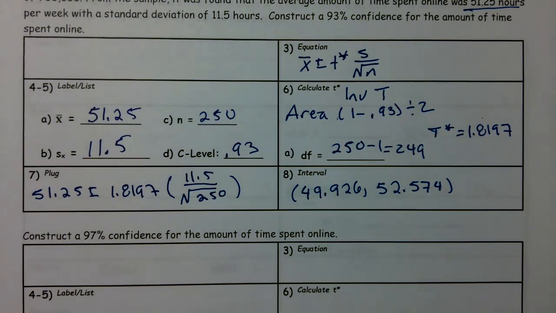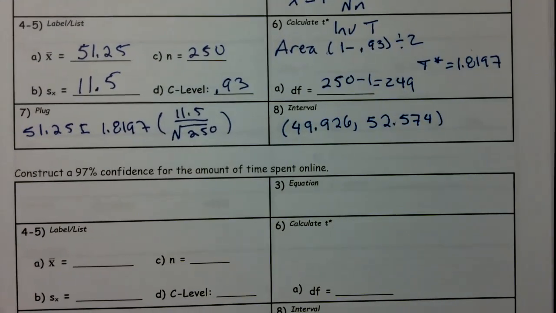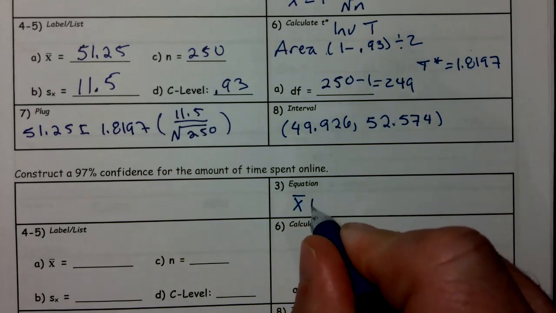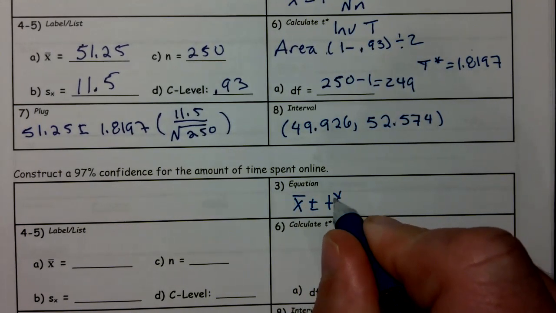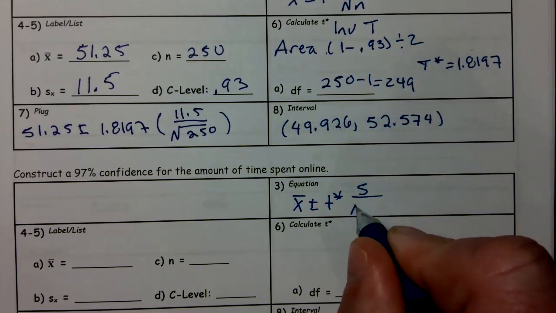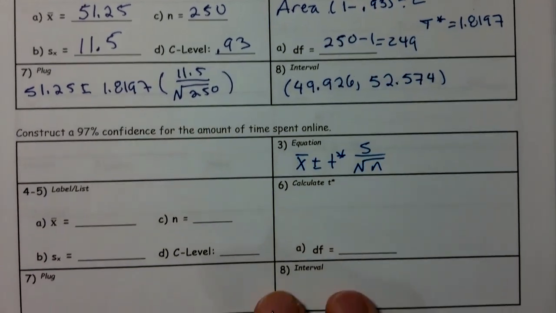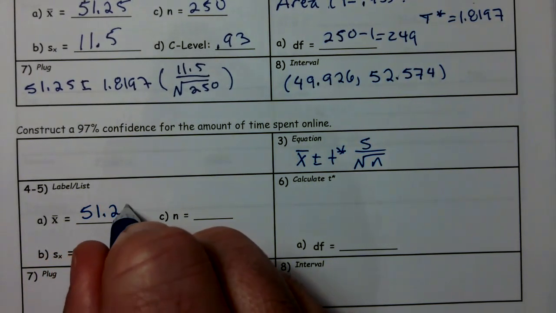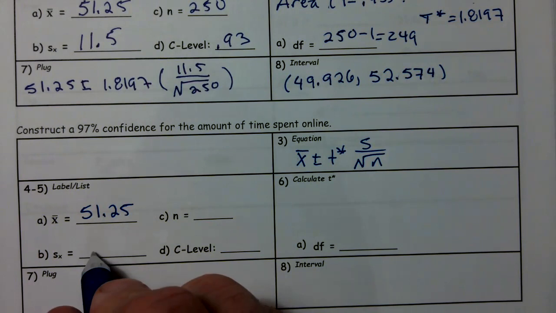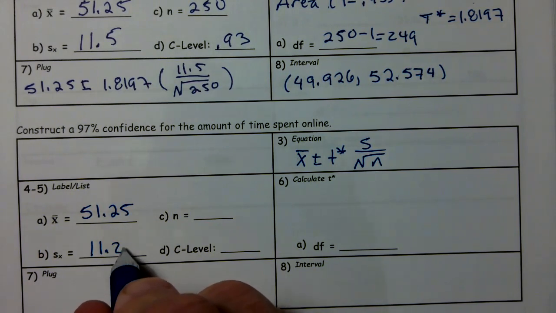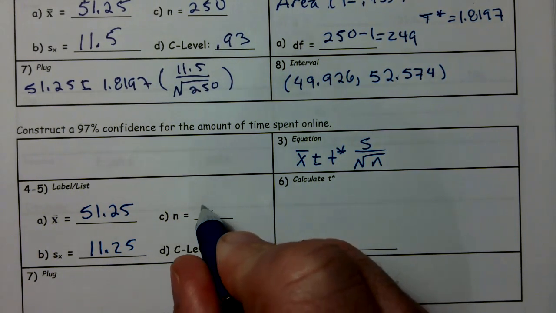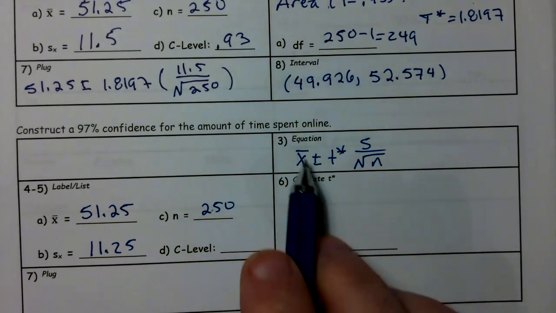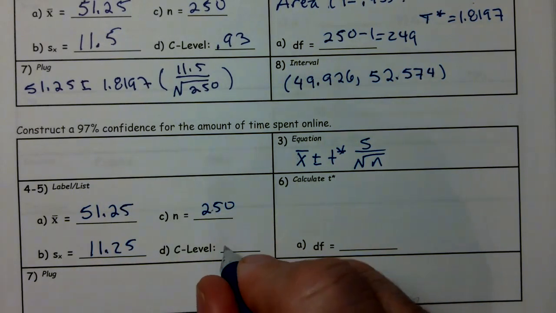All right, next one, construct a 97% confidence interval. Once again, we have the same equation. This is just practice writing it down. So x bar plus or minus t star times s divided by the root of n. x bar was 51.25. Our sample standard deviation still hasn't changed. Our sample size is still 250. And our confidence level, 97%, is the only thing that changed.